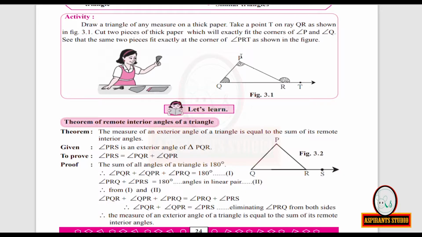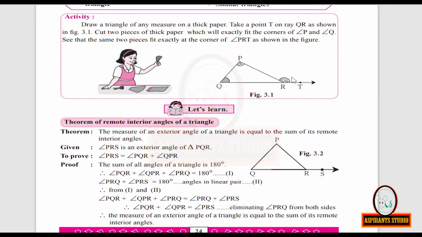PQR is a triangle. We are taking a point T on ray QR. We are extending the side QR of the triangle by taking a point T on ray QR as shown in the figure. We are cutting two pieces of thick paper which will exactly fit the corners of angle P and angle Q. Then you remove it and see that the same two pieces fit exactly at the corner of angle PRT.